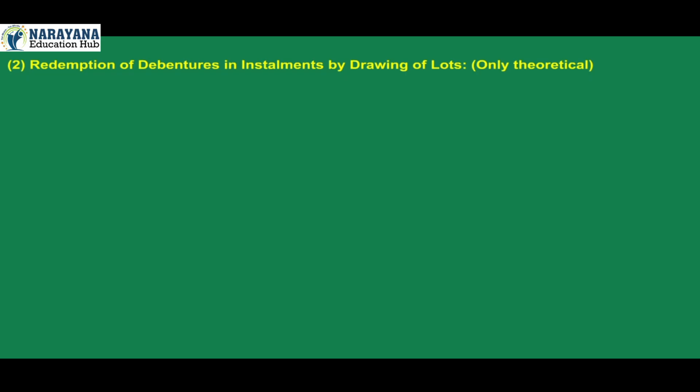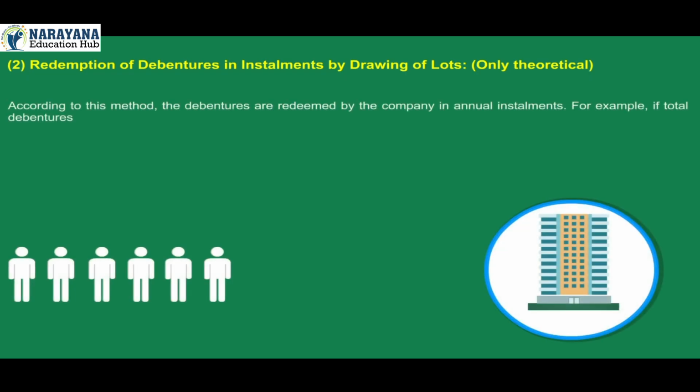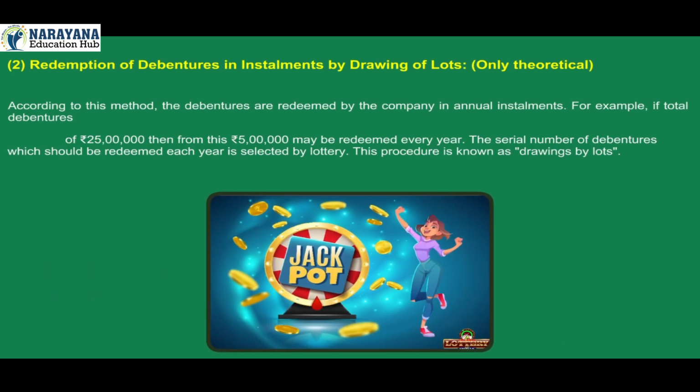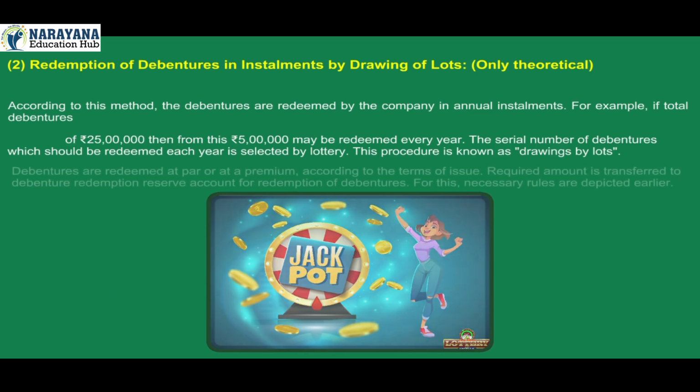2. Redemption of debentures in installments by drawing of lots. According to this method, the debentures are redeemed by the company in annual installments. For example, if total debentures are Rs 25 lakh, then from this Rs 5 lakh may be redeemed every year. The serial number of debentures which should be redeemed each year is selected by lottery. This procedure is known as drawings by lots.